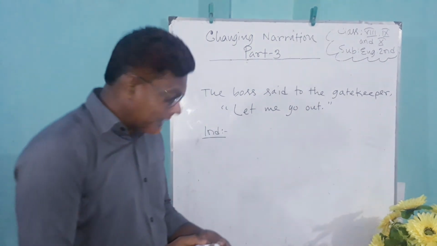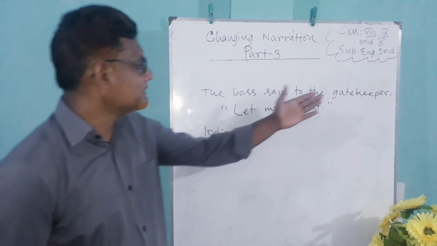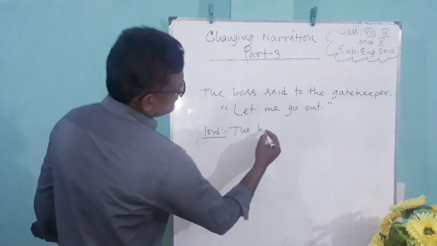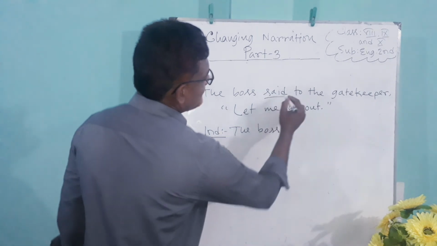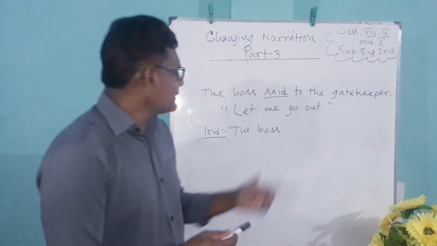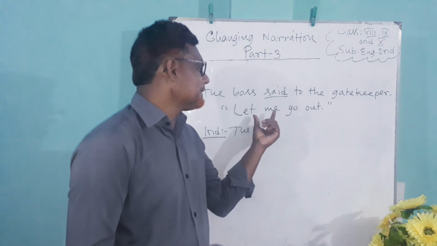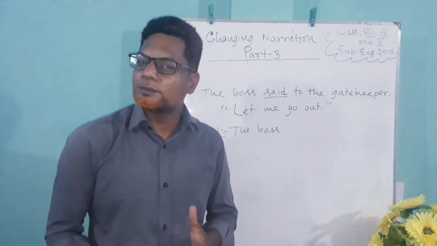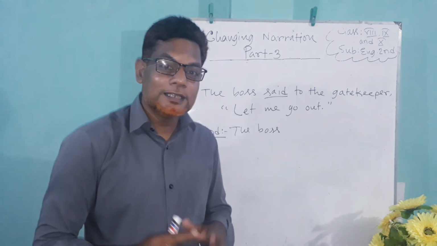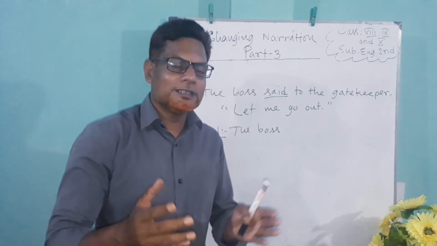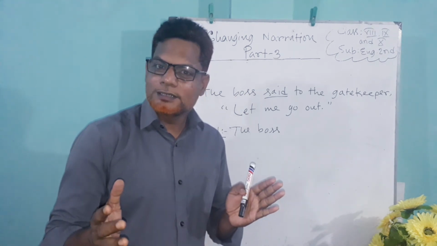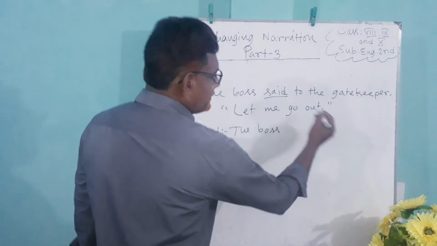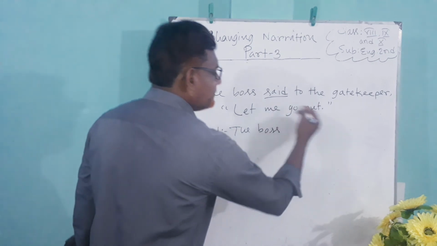Dear students, look at another example. The boss said to his gatekeeper, let me go out. First of all, we have to write the subject of the reporting verb. It is the boss, then said. You can see the sentence starts with let, and this sentence is not denoting proposal, because if any sentence starts with let us or let's, this sentence denotes proposal. But if it starts with other than let's or let us, we can use the reporting verb according to the meaning of the sentence.